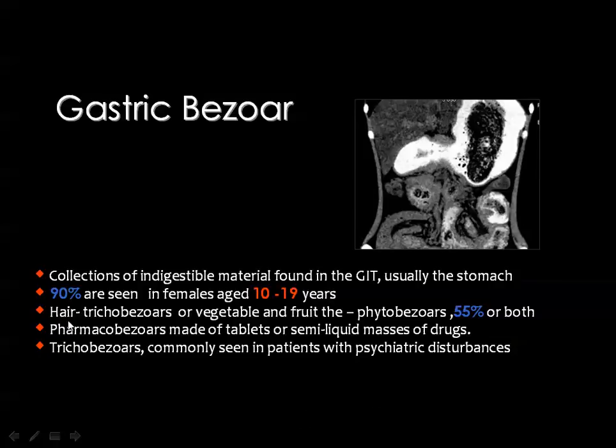Then the type of the bezoar, according to the type, the name is given. If the bezoar is made of hair, then it's called trichobezoar. Vegetables and fruits, this is phytobezoar. The medications are known as pharmacobezoar, which is made of tablets or semi-liquid masses of drugs. The most common type of gastric bezoar is that made of hair, and you know that hair is indigestible, and some of the mentally defective patients may swallow a large amount of hair, which may accumulate and block the stomach.